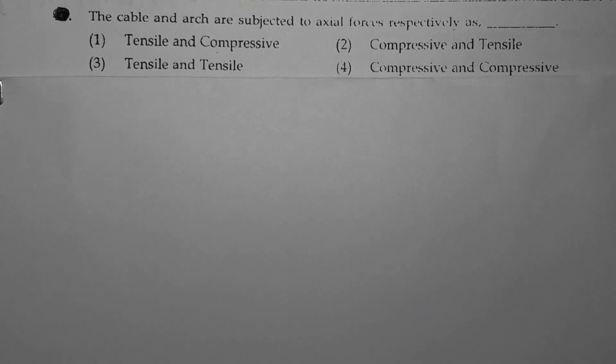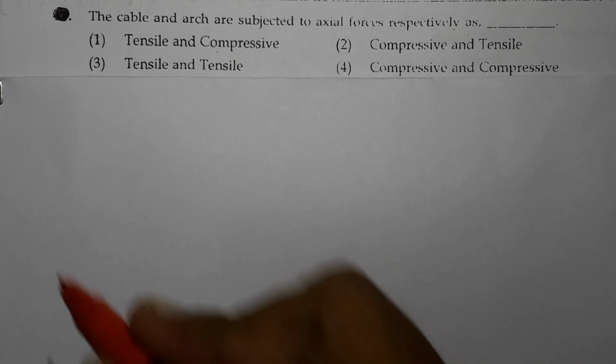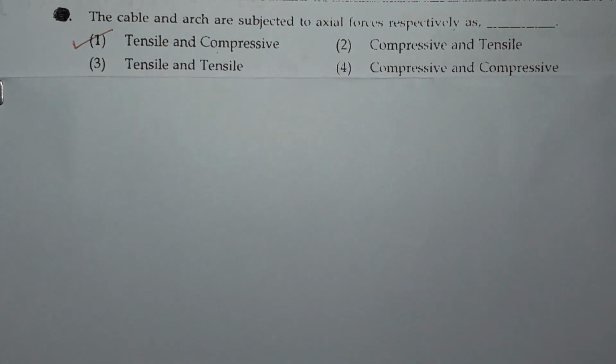Next question, the cable and arch are subjected to axial forces respectively as. Now we know that in case of arches, the axial thrust is there, means the axial compression is there. Whereas a cable can never sustain compression, it only takes tension, and that is why cables always carry tensile force, whereas the arches are subjected to compressive forces. Option 1 is the correct option.